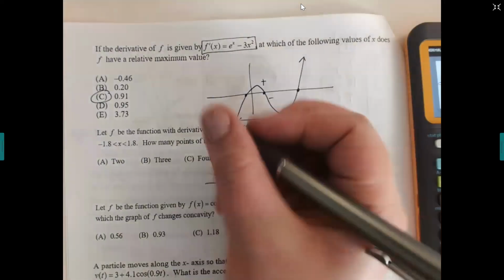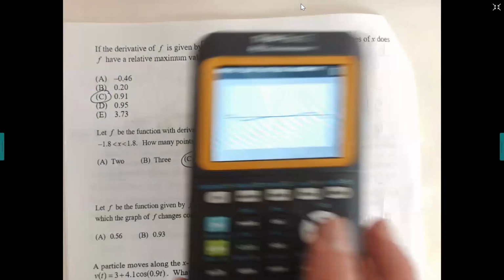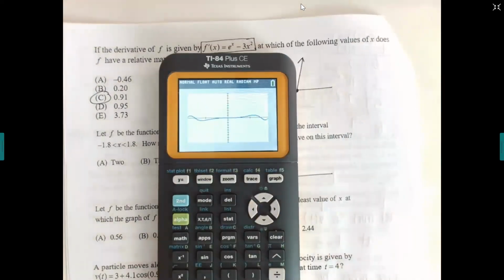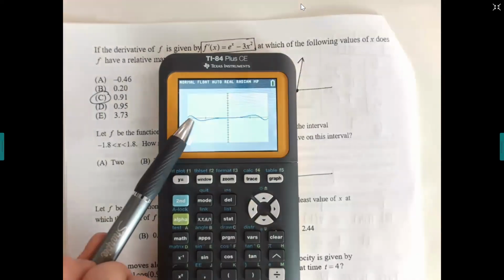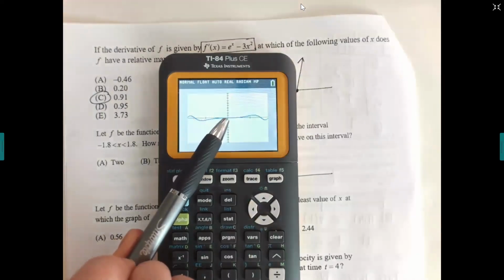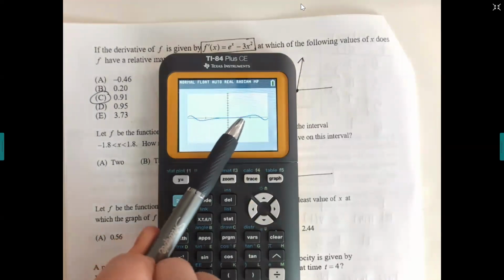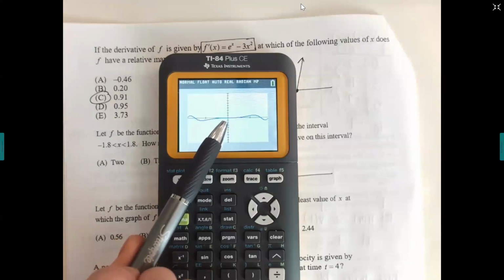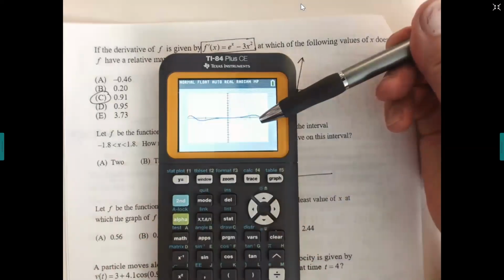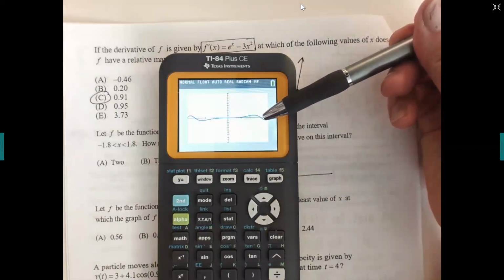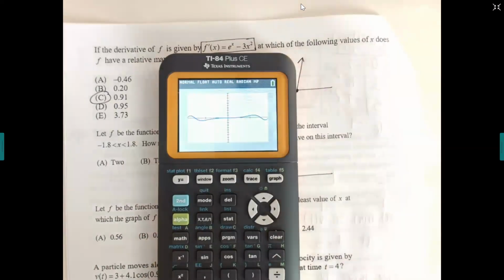How many mins and maxes would this graph have? I would have one here. And then does this count as a min or a max on the original graph? Does it pass through the x-axis? That would count, because it actually does pass through. And then I have a third one. So if it were asking you for critical numbers, you would have three.